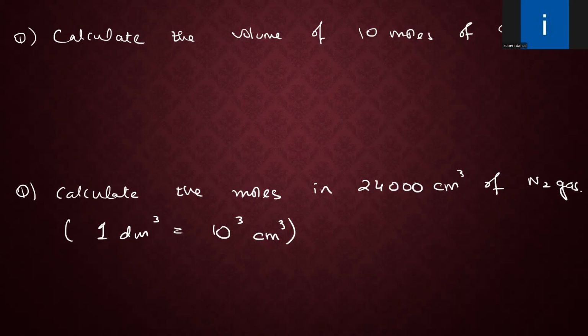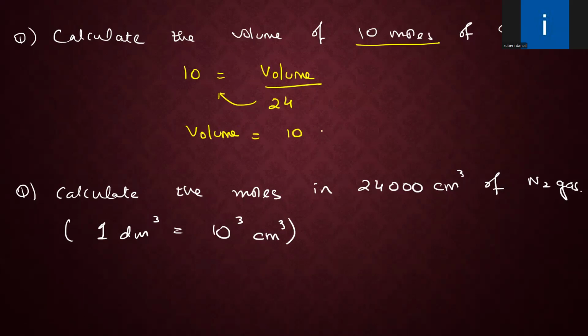Okay, let's see what needs to be done here. It says we have to find out the volume of 10 moles of carbon. So basically, moles is 10, volume is not known, the value is 24. So volume becomes, you shift it from right hand side to left hand side. So you multiply this value with 24. So the answer comes out to be 240 liters. Beta, is this understood? Yes.